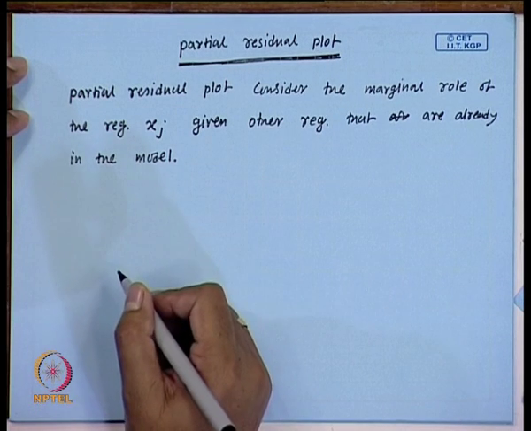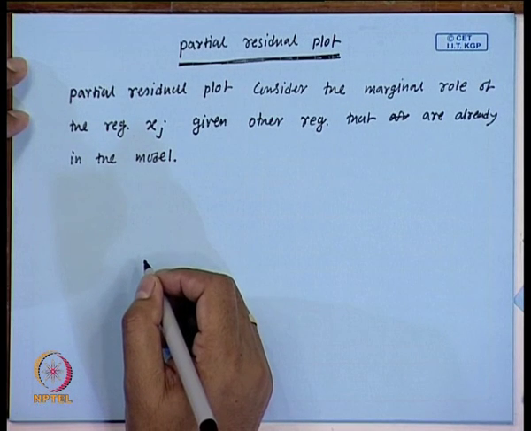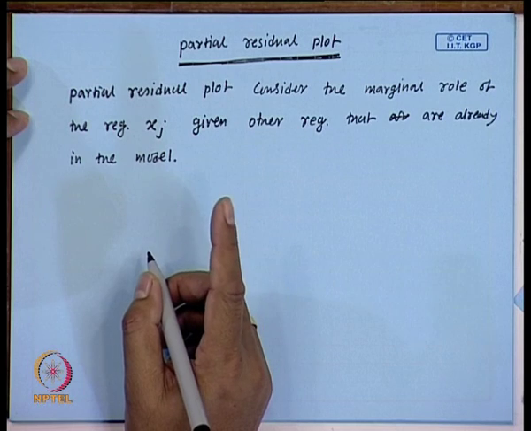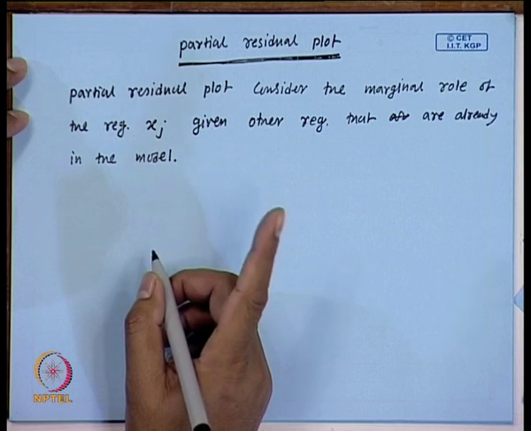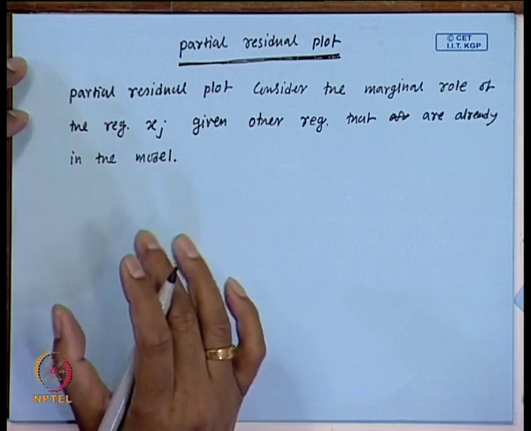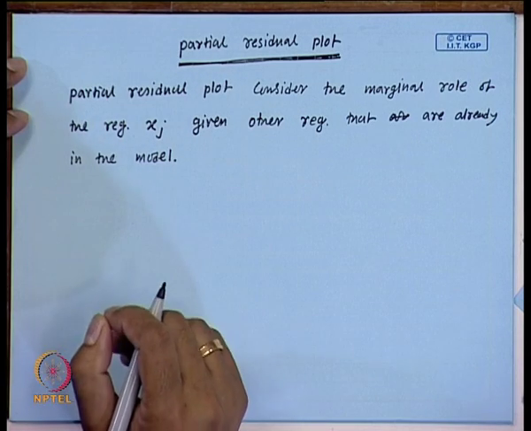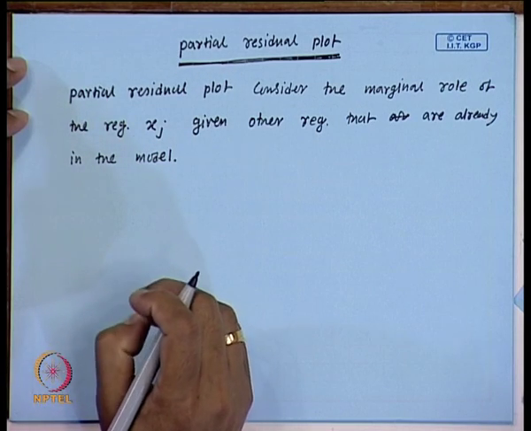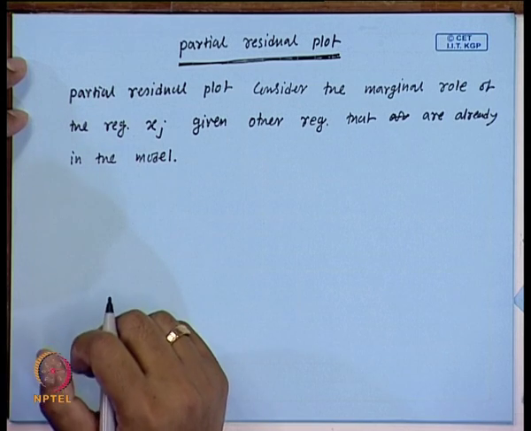Okay. Let me just give the outline of this plot, what this partial residual plot does, and then I will try to explain the logic behind this plot.